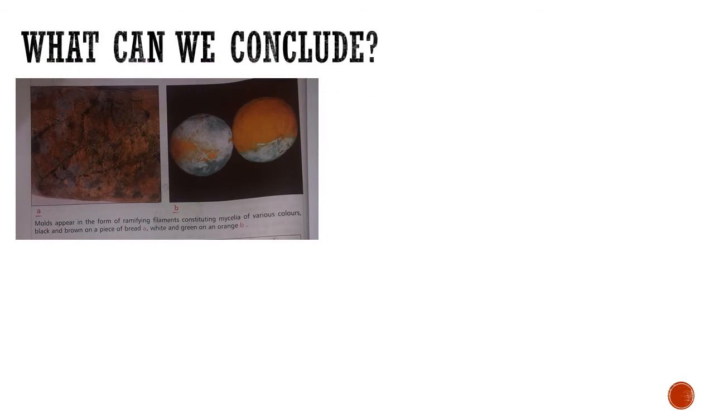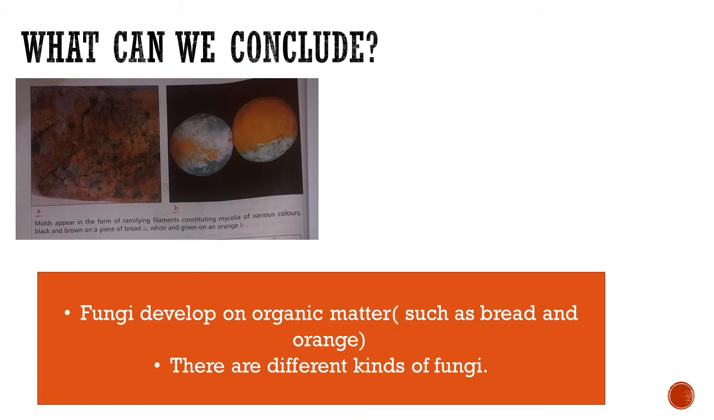Now, I want you to think and to conclude. What can we conclude from all of this? Yes, we can conclude that fungi develop on organic matter. The bread and the orange are organic matter. And there are different kinds of fungi. Why? Because some have a black and brown color, and others have a white and green color, like the ones that are developing on the orange.